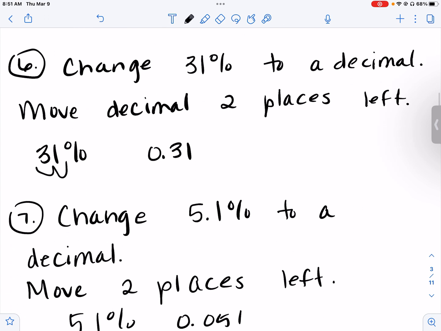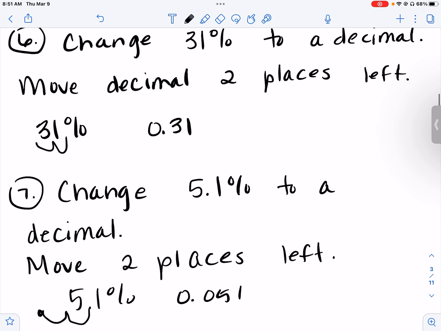Change 31% to a decimal. So you move 2 places to the left to change it to a decimal. So you assume it's at the end if you don't see one. So left 2 places, that's 0.31. Change 5.1% to a decimal. So we're going to move it 2 places to the left. So it's 5.1, so 2 places. And we fill in that blank spot with a 0. So 0.051.